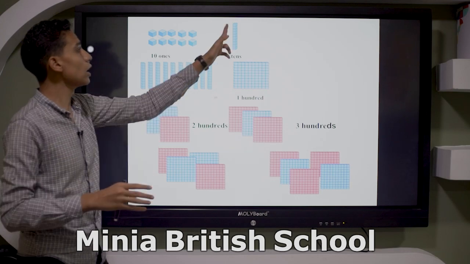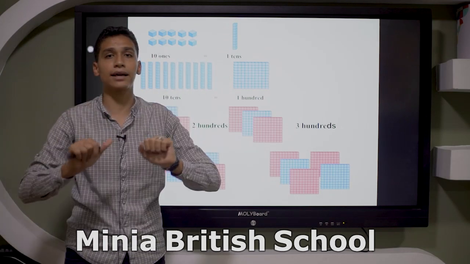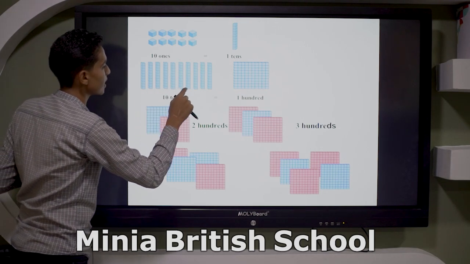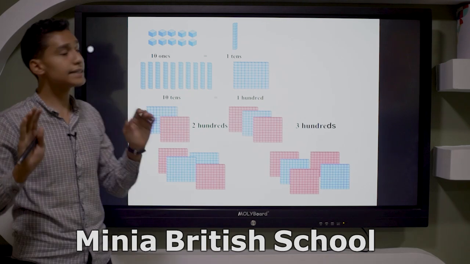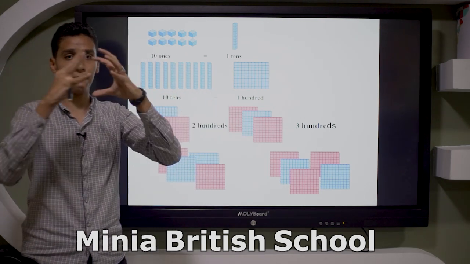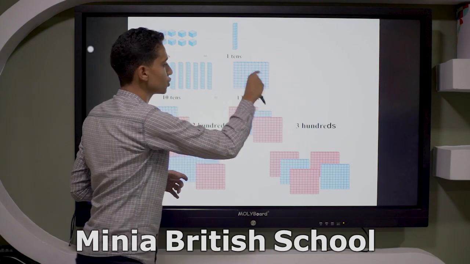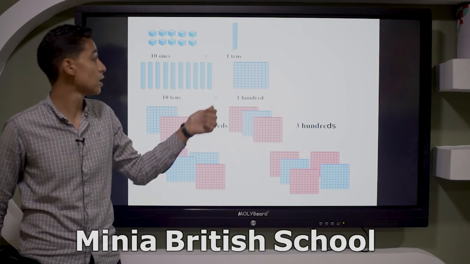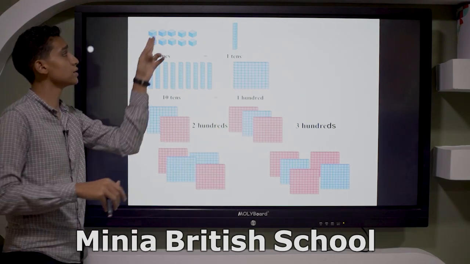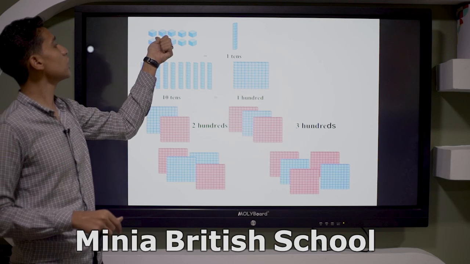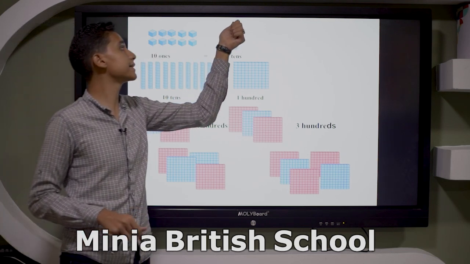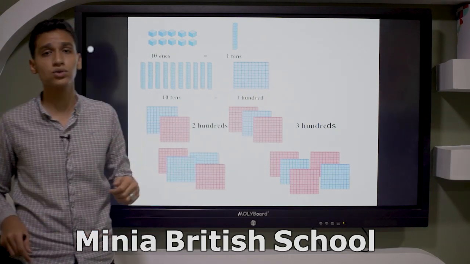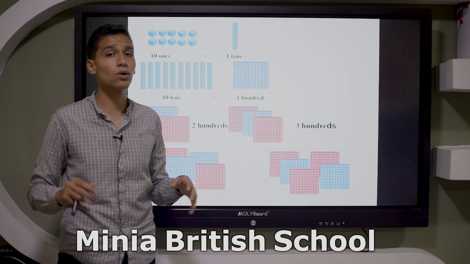If I collect 10 long sticks: 1, 2, 3, 4, 5, 6, 7, 8, 9, 10, they will make a large square. A large square is called 100. So again, the small squares are called ones, the long stick is called tens, and the large square is called hundreds.